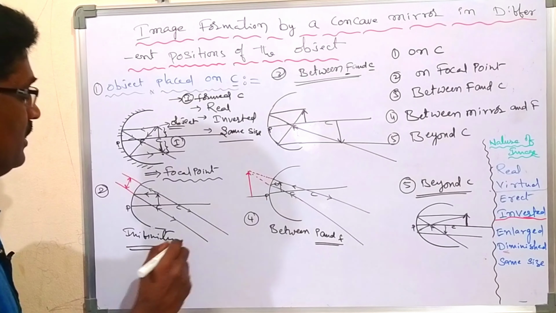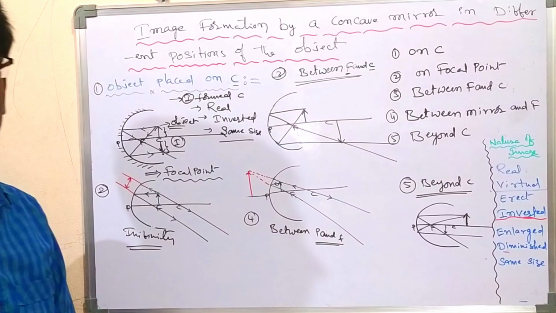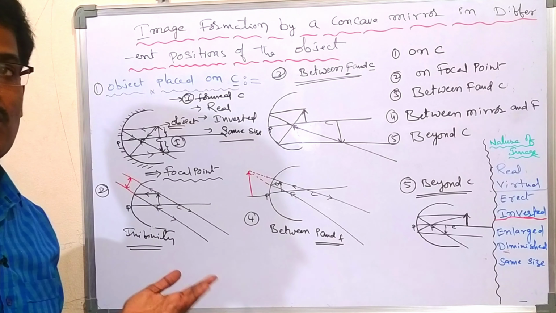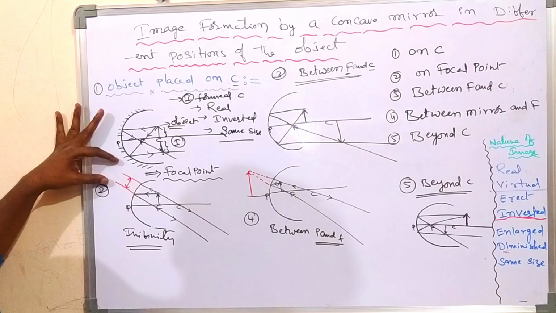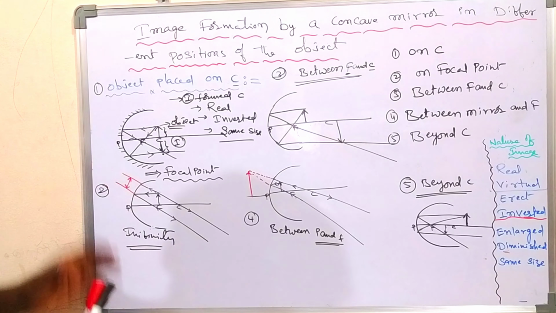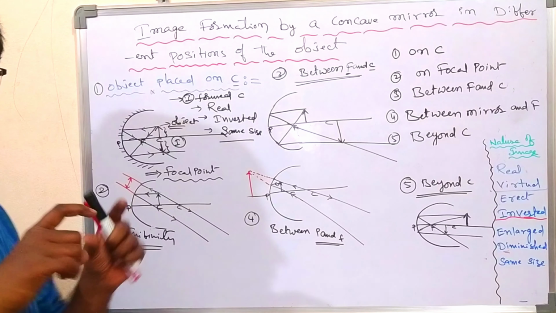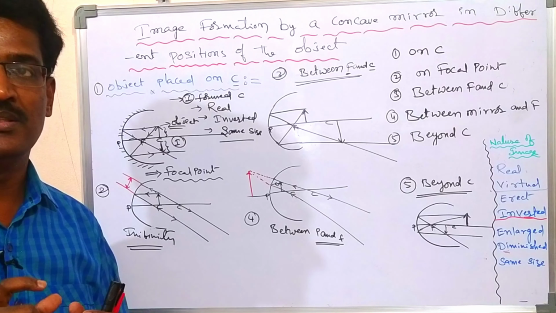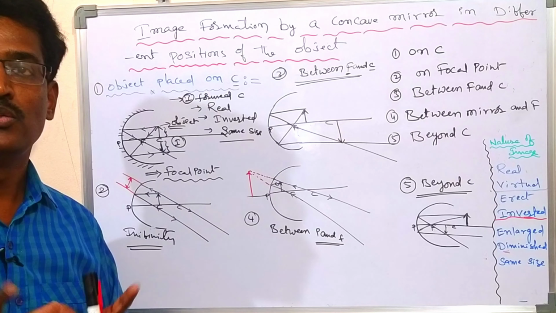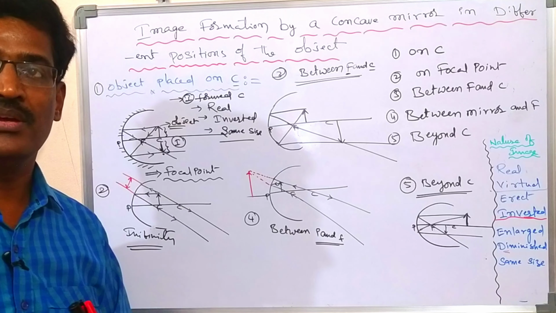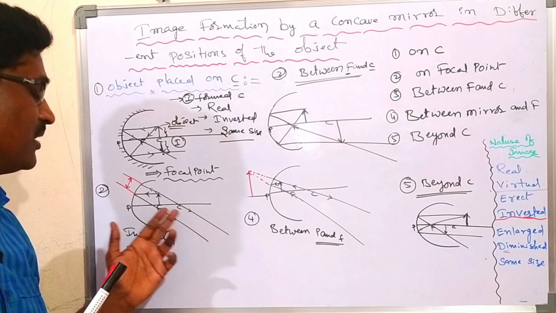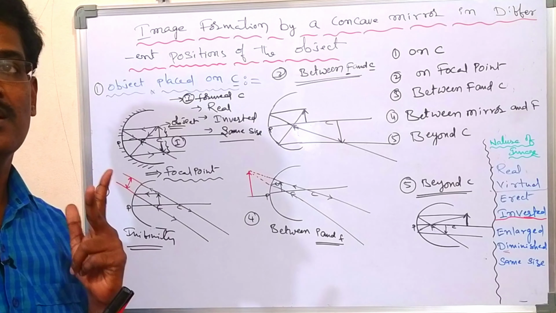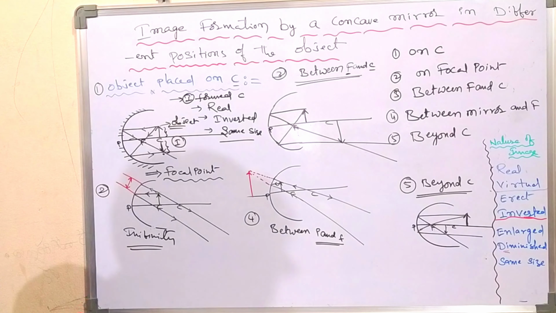What you have to write: infinity. There is no nature, like same size or inverted or real. That's why the image is not formed at any point. How much distance will the rays go? They go parallel. Somewhere the reflected rays have to meet, but in this situation, if you keep the object on F, there is no chance for the two reflected rays to meet. That's why it is infinity.